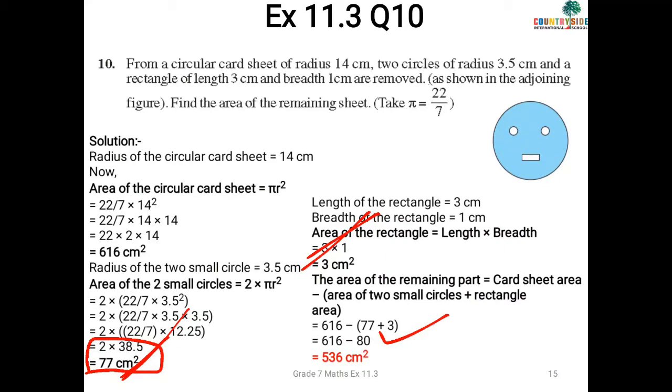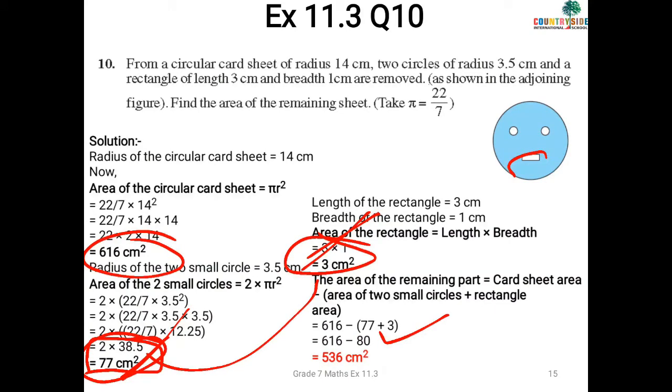Okay, so first we have to find the total area, then we have to find this circle area, then we have to find this rectangle area, add both and subtract it. So you will get the remaining part, that is 616 minus 77 plus 3, 616 minus 80, that is 536 centimeter square. Okay, so this is the final answer.